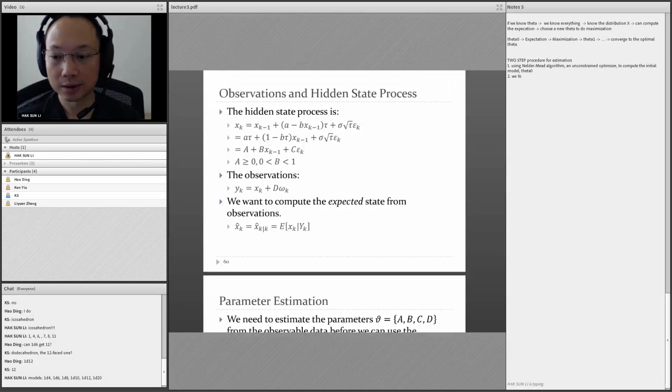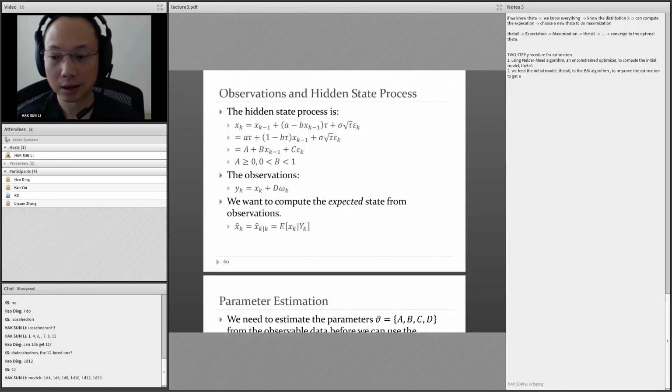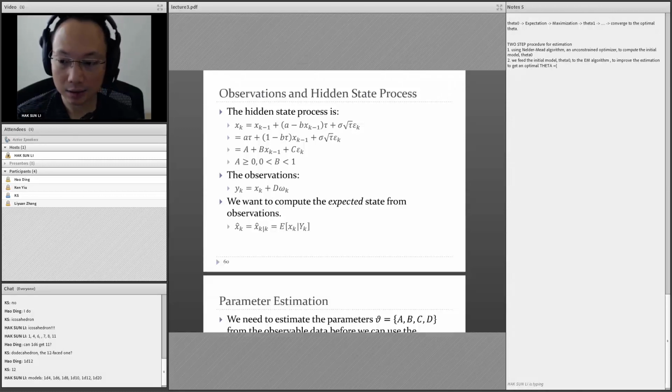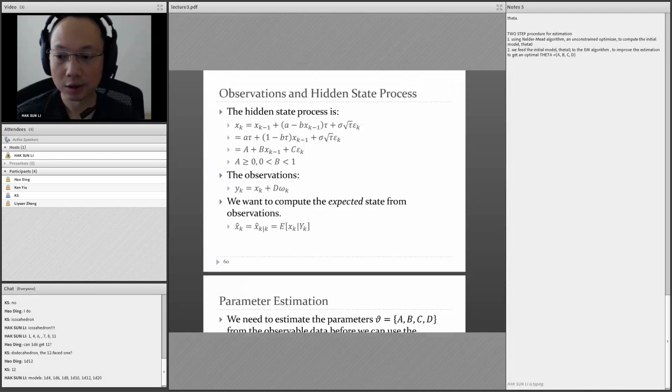And then we fit the initial model to the EM algorithm to improve the estimation to get an optimal theta. And then this theta is the ABCD. So this determines the model. So this is how we do the estimation.